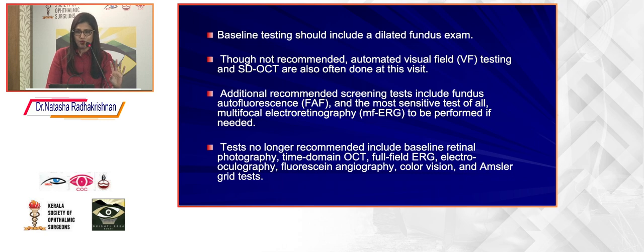OCT is again more available than the others. So OCT, mainly the spectral domain OCT. It's very important not to use the time domain. The time domain will not give you the early changes. So with spectral domain OCT, if you scan from arcade to arcade, you will be able to detect the early changes, which is loss of the ellipsoid zone in the parafoveal area.